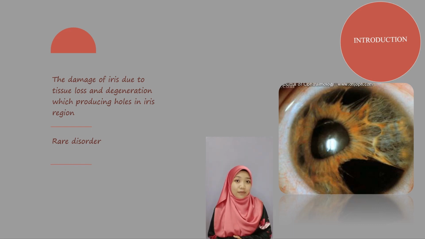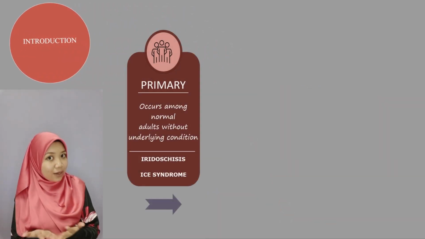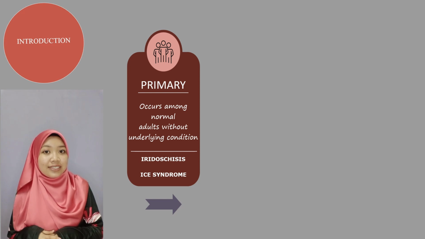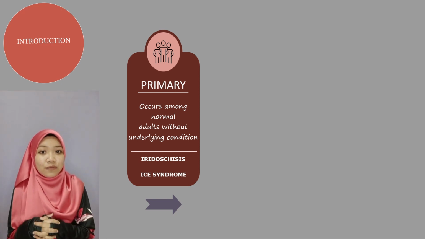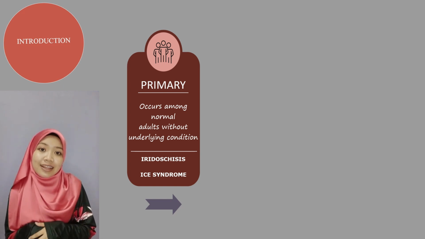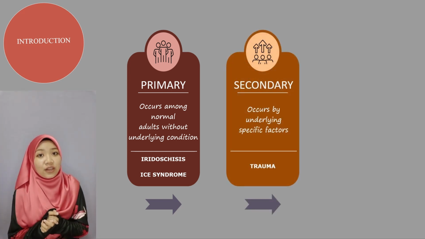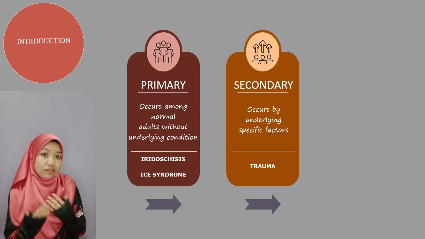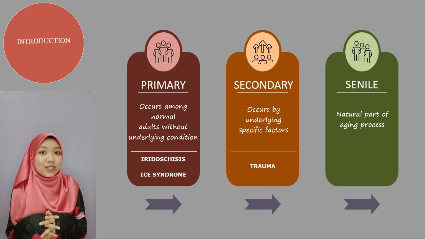Iris atrophy usually affects in a unilateral condition, which is only one side of our eyes will be affected instead of both sides. Iris atrophy has several types depending on how the disease happens, which are primary, secondary, and senile iris atrophy. Primary iris atrophy occurs when the disease happens without any underlying conditions, like iridoschisis and ICE syndrome. Secondary iris atrophy occurs when the disease happens due to several factors like surgery or trauma, while senile iris atrophy occurs due to aging.